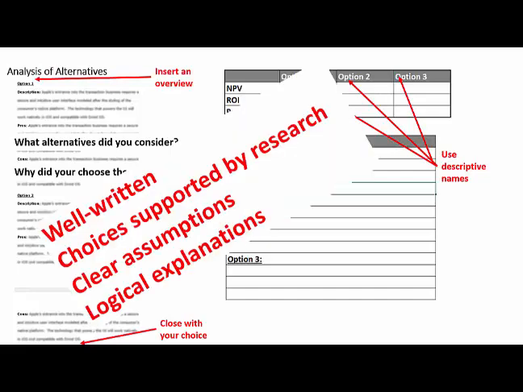You also want to make sure that this section is well written, and that the choices and the alternatives that you presented are supported by the research. Make sure your assumptions are clear and your explanations are logical, and that you came to the choice that you did through clear and logical analysis of the facts associated with each one of your alternatives.